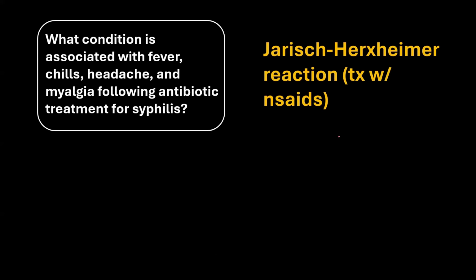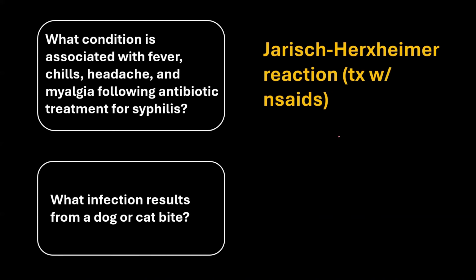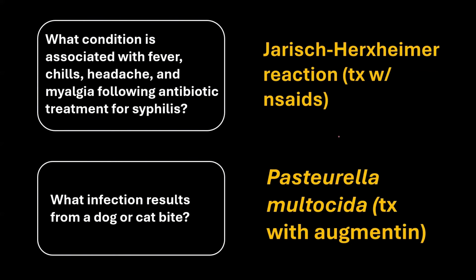It's an expected reaction. What infection can result from a dog or cat bite? Okay, yeah, I guess rabies. Not Bartonella. I'm thinking Pasteurella. Pasteurella is the one you'll see tested more often. And you want to treat with Augmentin.